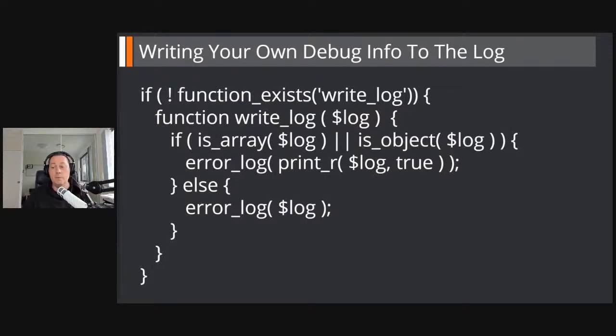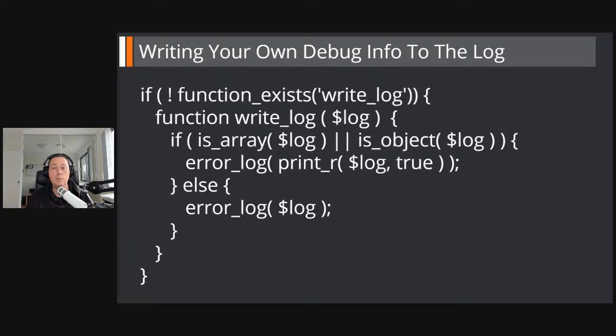Okay, so here we come to the part where we're probably looking forward to, writing your own code to the debug file. So writing your own information to the debug file. Now, there is a PHP function called error_log, and that writes information directly to the debug log, which we've set to be a file-based thing.